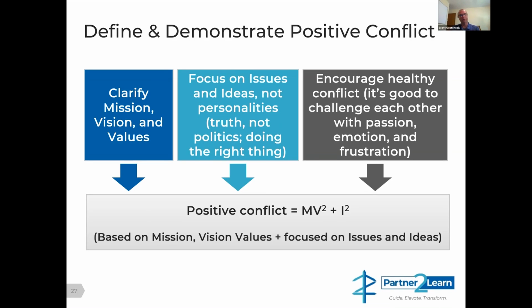And it's the same thing with us and our teams. We need to have that same passion with our teams, wherever that team might be, and really have positive conflicts centered around mission, vision, values, MV squared, plus then I squared, issues and ideas. It's never about those personalities and things like that. Now, if it's a destructive behavior that someone is demonstrating, we talk about that behavior. It doesn't make the person bad, but again, that positive conflict is centered around mission, vision, values, plus ideas and issues.